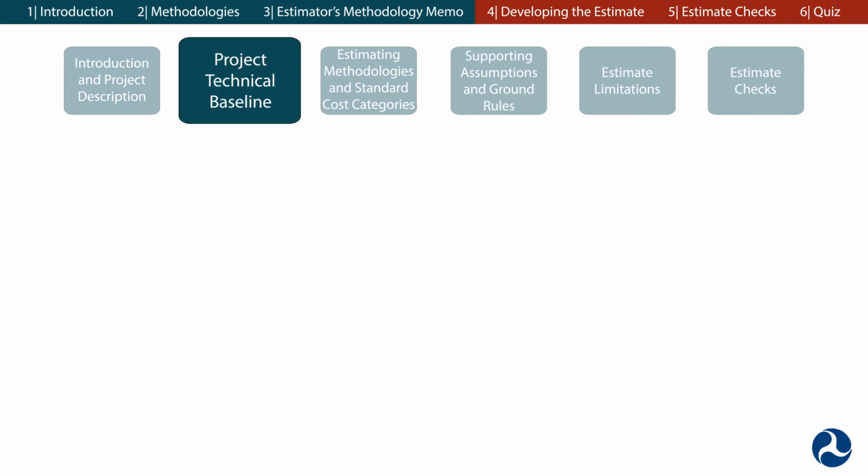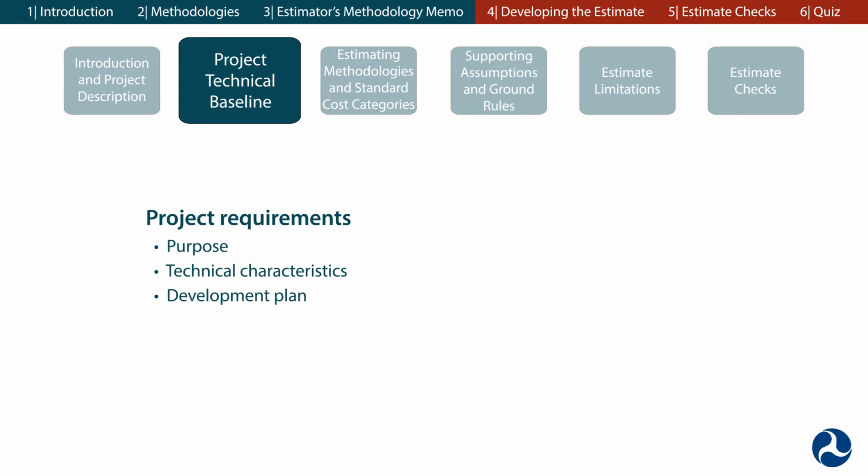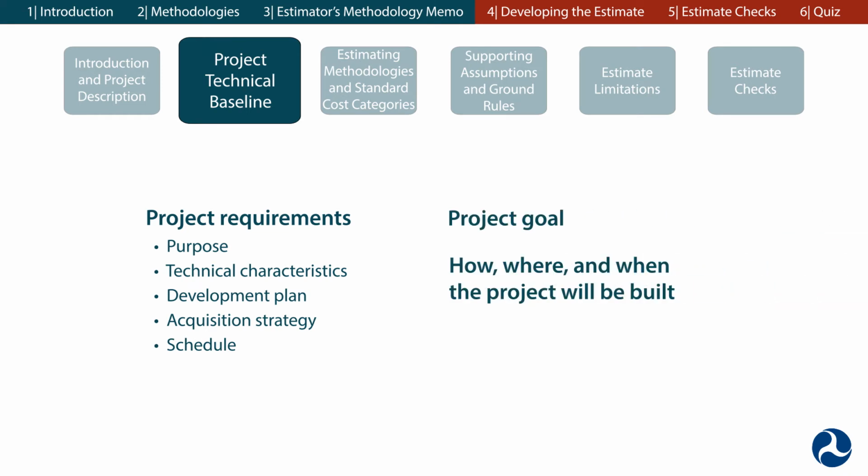The Project Technical Baseline describes key system characteristics and performance parameters. It includes the project's requirements, namely purpose, technical characteristics, development plan, acquisition strategy and schedule. It states the goal of the project, how, where, and when it will do this, and in the case of railroad projects, how the service will operate.